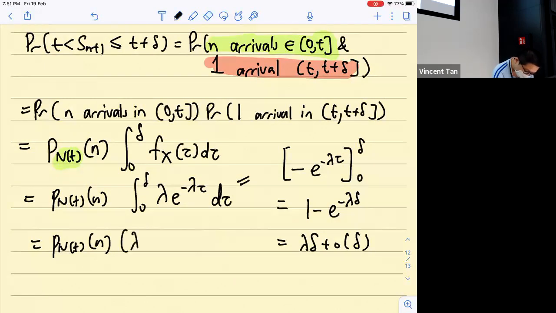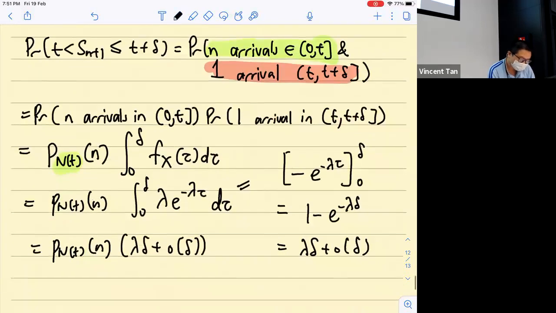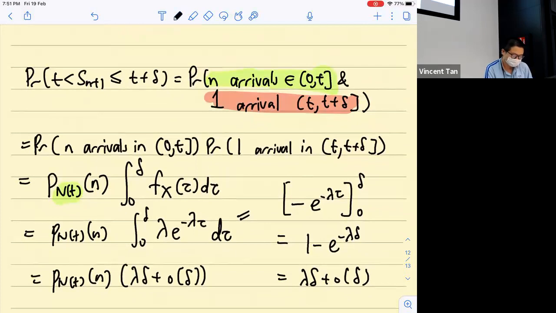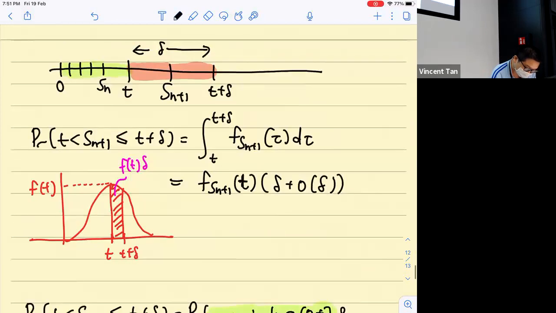So we can plug this into here, lambda delta plus little o delta. I don't really like this proof because you need to know a lot of other things. But this is the first proof, and so we have two ways of calculating this probability. Because these two probabilities are the same, these two calculations must coincide. Lambda delta plus little o delta must be equal to what we had above here, which is this quantity here.